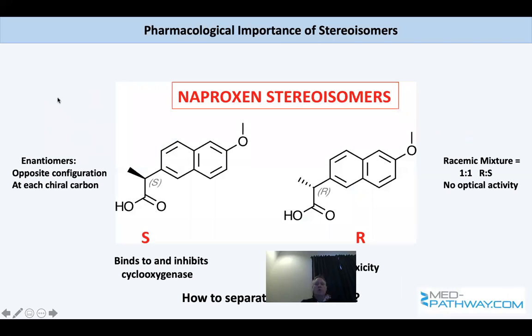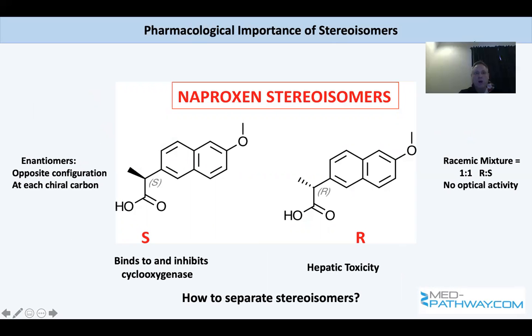So the pharmacological importance of stereoisomers is really paramount. The best example I know of is naproxen. This is an over-the-counter pain med, a non-steroidal anti-inflammatory drug. And so what you can have is the S and the R, and we're going to determine in a moment how to differentiate between the two. Enantiomers have opposite configuration at each chiral center, okay? Now, if you're 50-50, that is, if you're a racemic mixture where the amount of S equals the amount of R, then there'll be no net optical activity. There'll be no net rotation of the plane of polarized light.